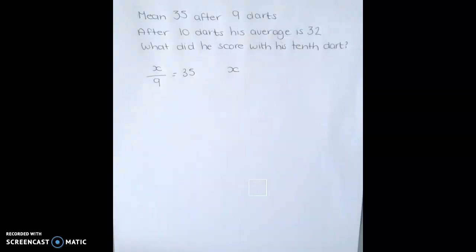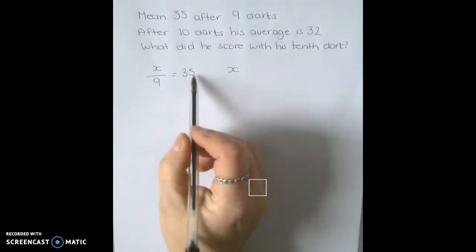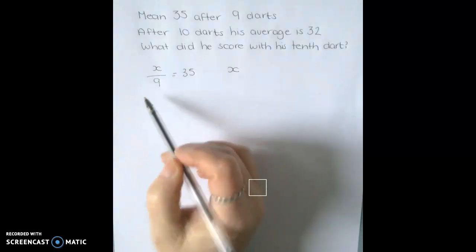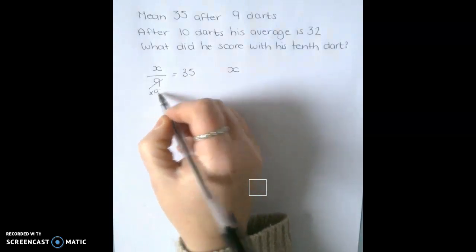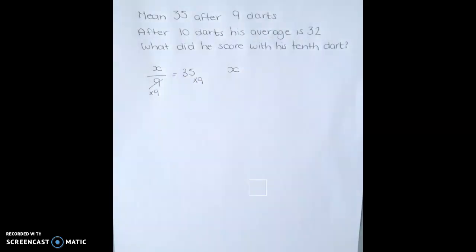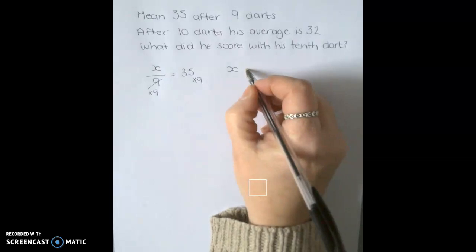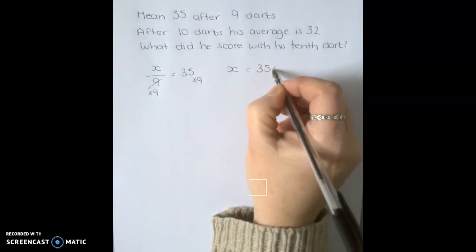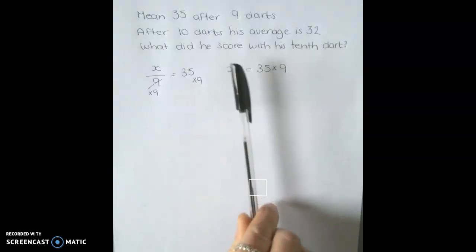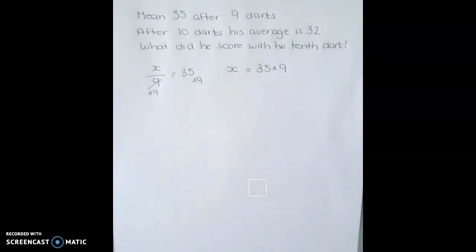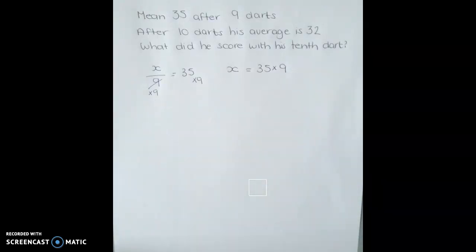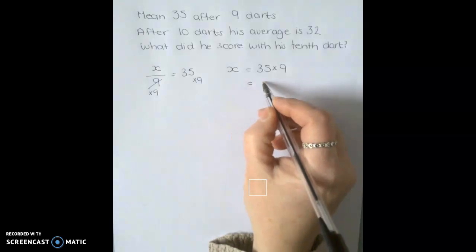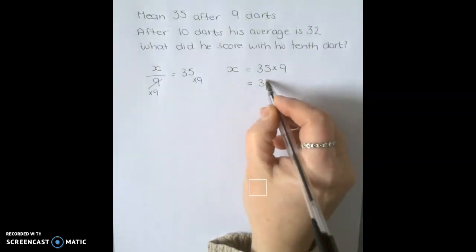So if we want to work out x, we simply need to rearrange this equation here. To bring the 9 up, we need to do the inverse of dividing, so we need to times both sides by 9. So x will equal 35 times 9. So the total score after he threw 9 darts equals 35 times 9, and that equals 315.